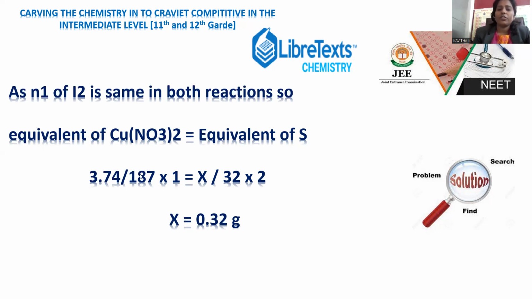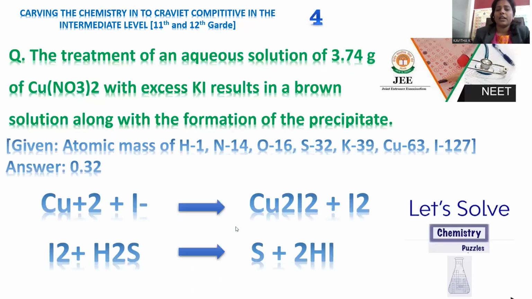Right. So if you calculate all the known terms, it is obvious to calculate the X, that is the weight of sulfur given in the equation, that is calculated as 0.32 grams. It is called volumetric estimation, and it comes under redox reactions and is a part of iodometry, where a brown color solution will be generated along with the precipitate. The precipitate will be brown in color. This is the way we can answer. For question number 4, 0.32 grams will be the right answer.